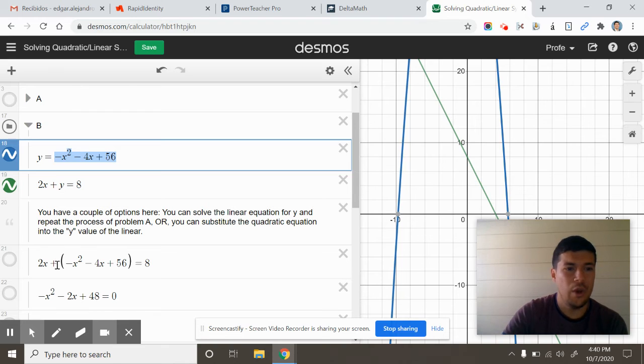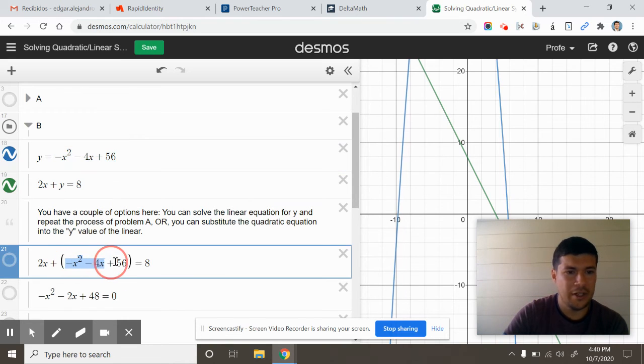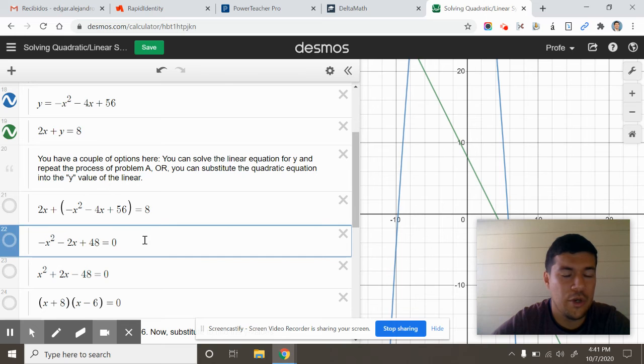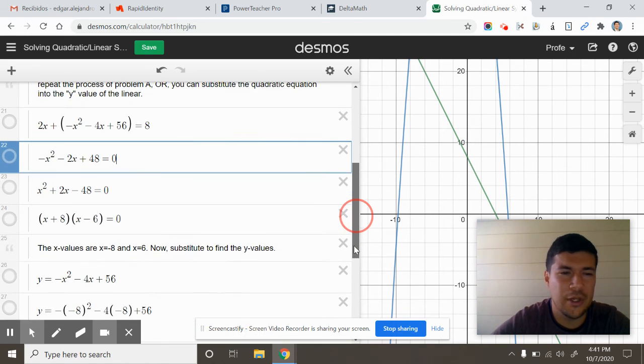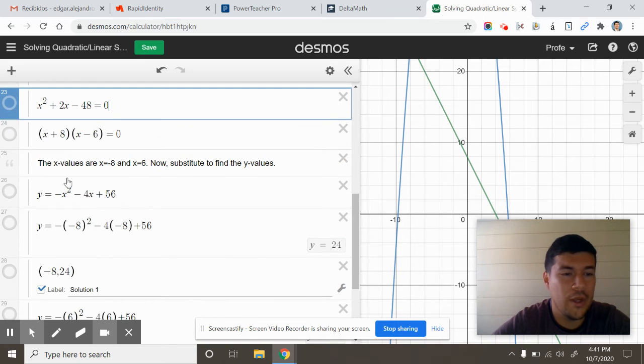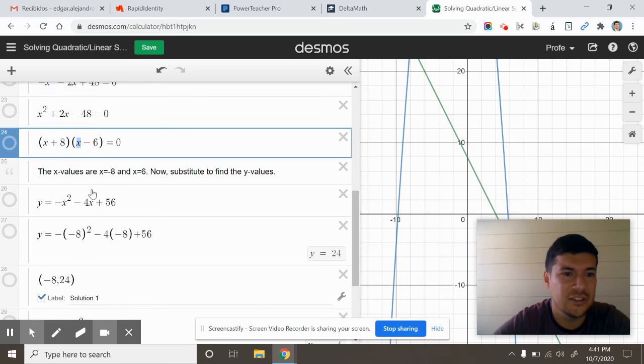So it reads like this, 2x plus, look at what I substituted. Instead of saying y, I'm going to say negative x squared minus 4x plus 56 and set it equal to 8. So I'm actually substituting into the linear equation. After doing a little bit of work, you have a quadratic set equal to 0. I don't like that it's a negative x squared, so I'm going to divide everything by negative 1. Or you could say I add everything to the other side and you get x squared plus 2x minus 48. A quick factor will show you that x plus 8 and x minus 6 are the factors. Follow up with finding the zeros, which are negative 8 and positive 6.